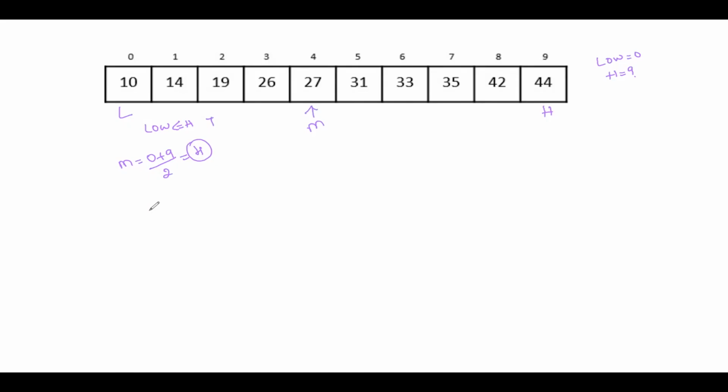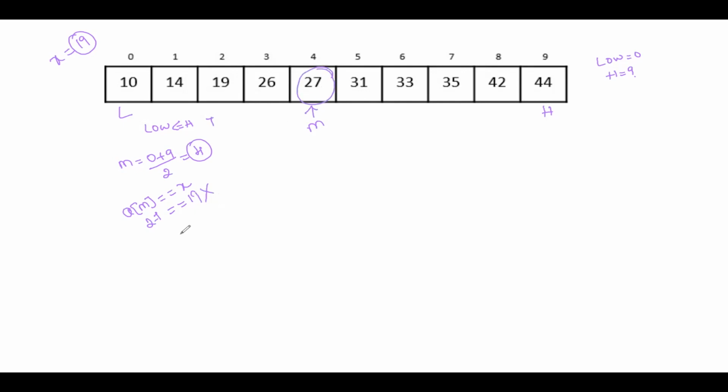Okay, so the mid value is 4. Now I'm going to compare if A of mid is equal to x. Now what is my search element? Let us take the search element as 19. In our case, now I'm checking whether 27 is equal to 19. So in this case, it is not, because here we have 27.